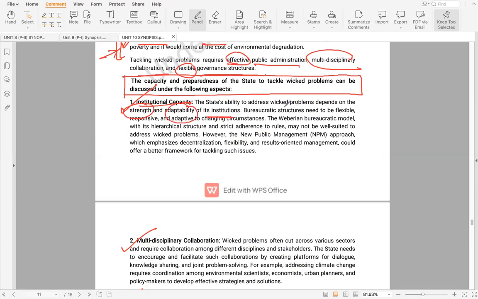Institutional capacity: the state's ability to address wicked problems depends on the strength and adaptability of its institutions. So what is the primary institution in terms of policy implementation? Which is bureaucracy. So bureaucratic structures need to be flexible, responsive, adaptive to changing circumstances. Weberian bureaucratic model with the hierarchical structure and strict adherence to rules may not be well suited. So you've also given out the problems, you've also given out the solutions. However, the NPM, new public management approach, which emphasizes decentralization, flexibility, and result orientation, could offer a better framework.